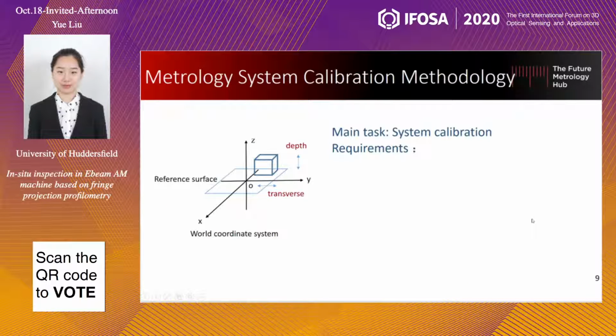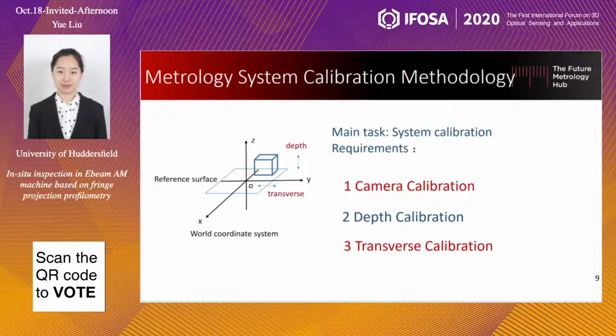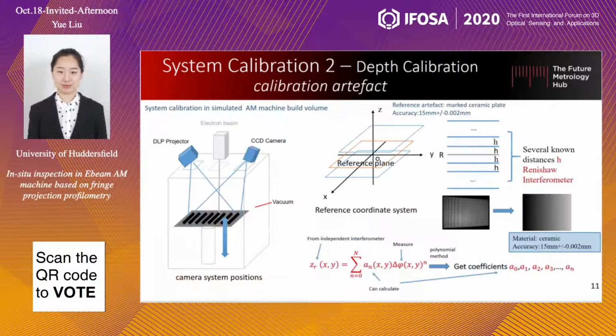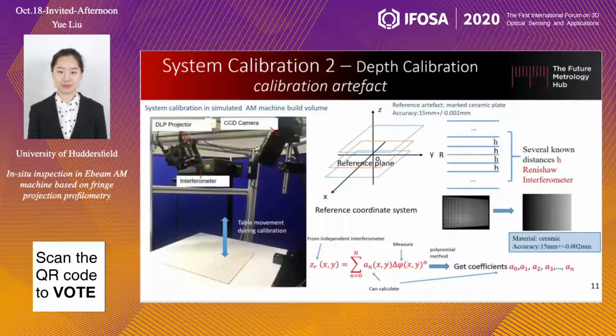About the system calibration, we need to finish camera calibration, depth calibration, and transverse calibration. For the camera calibration, we just use a chessboard, put it in the depth of field and pose it at different angles and positions to obtain the camera internal parameters and do the camera lens distortion correction. Next is depth calibration. We use a circle ring board, put it on a transfer stage, and move it to several known positions. The main task is to calculate the coefficients of this equation.